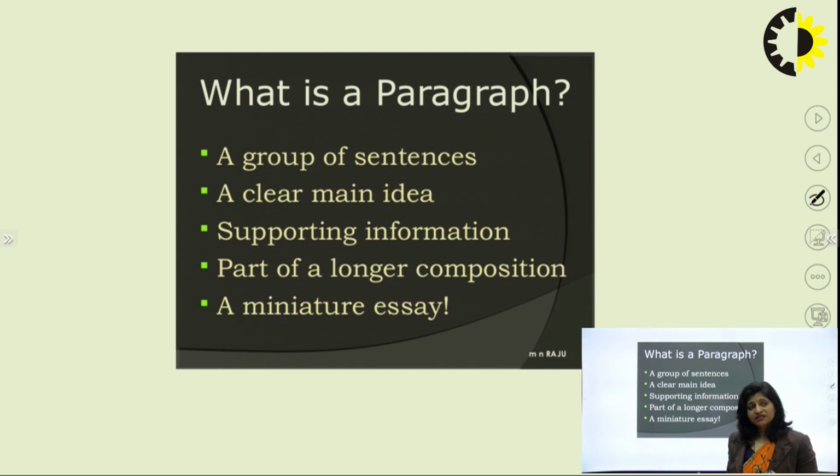So what is the work of the other sentences? The other sentences give support, or they give adequate development. They develop the main idea. They provide supporting information for the main idea. So the other sentences are actually called supporting sentences. Obviously a paragraph is a part of a longer composition, because we convey only one single idea in a paragraph.